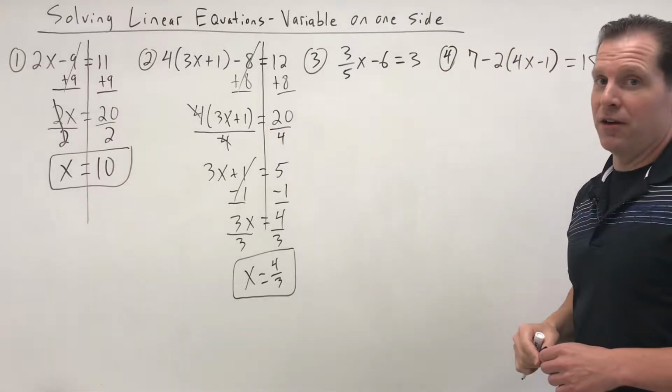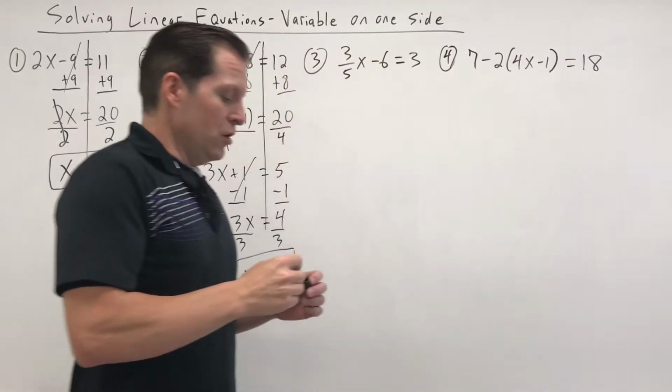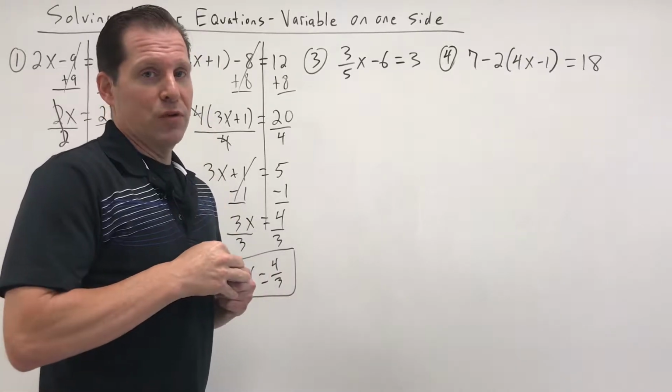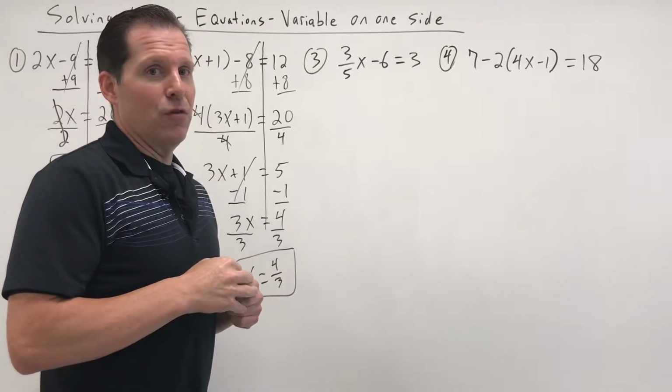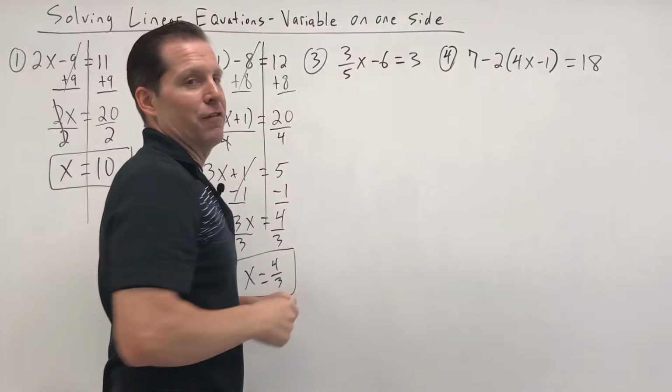All right, so now to number 3, everybody's favorite problem, because it has a fraction. You can get rid of the fraction and work with this problem if you know what to do. So looking at this, I have a denominator of 5.